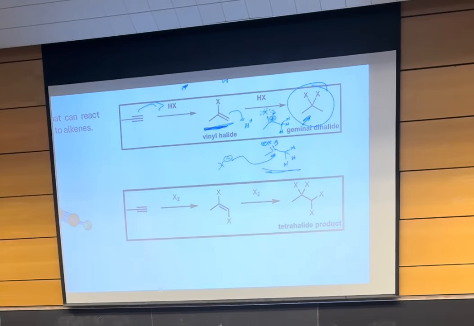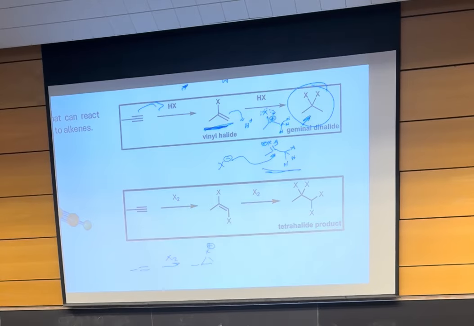Now what if we wanted to add more halides to it? Go to this terminal alkyne, you add X2. Now remember, when you have the alkene and you added X2, everyone would draw that, right? Cool? Yeah, the X2, you know it's going to form that three-member ring, the plus charge on it. This one and this one, and now the next X is going to attack.